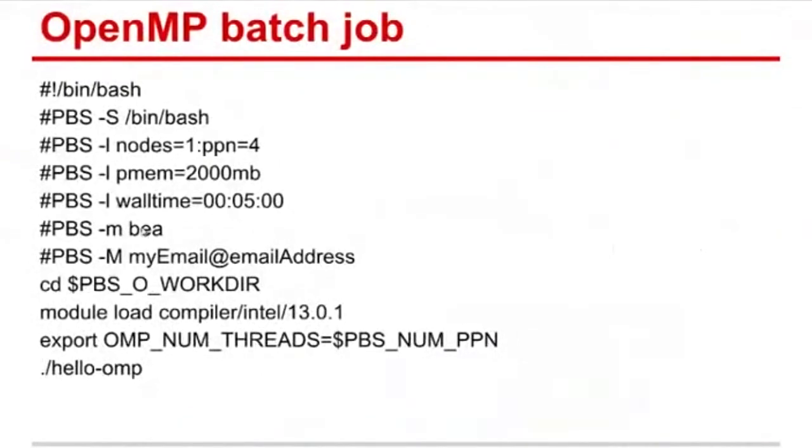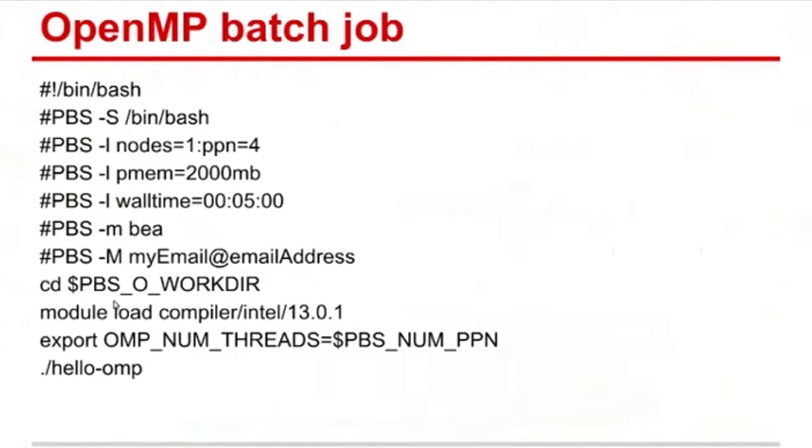So for OpenMP batch jobs, it mainly looks the same, except now instead of in the serial jobs, where I had procs equals 1, here I have nodes equals 1, colon, ppn equals 4. What that means is that I want 4 processes all on the same node. So an OpenMP job requires all the processes to be on the same node. So that's the way you have to ask for your resources in an OpenMP job.